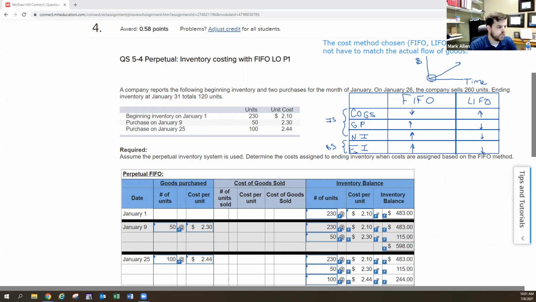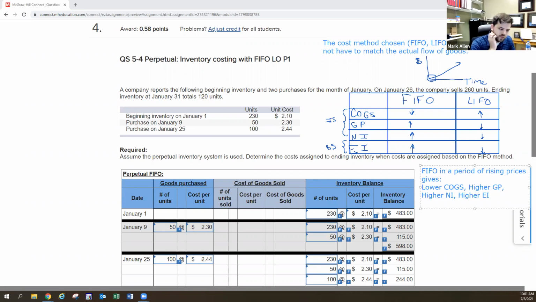So now we can actually have a quick discussion on what this tells me and why might someone choose LIFO. Because if I just look at this, I say, well, key takeaways here, right? FIFO in a period of rising prices gives, and we can see, lower cost of goods sold, higher gross profit, higher net income, higher ending inventory.